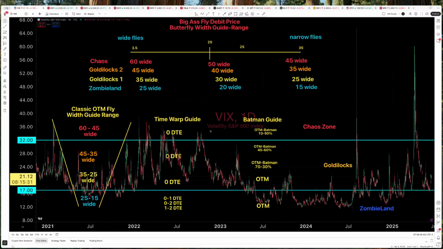So just give me a second here, and I'll log in and see where we're at with the big ass fly, to see whether or not there is a big ass fly trade this morning. Keep on looking at the VIX chart. Take it all in. That's our playbook. That's telling us what width we're going to play our 0 DTE trades.